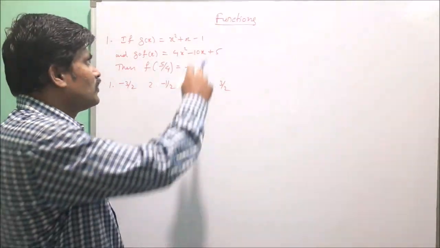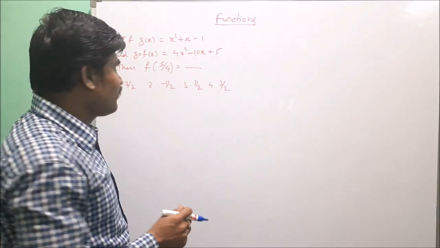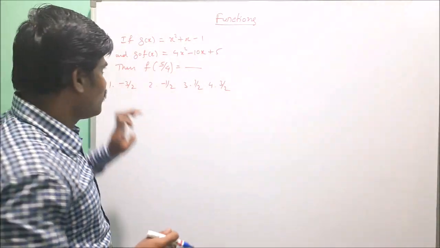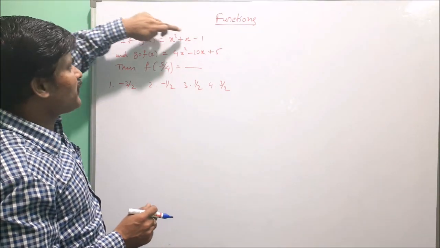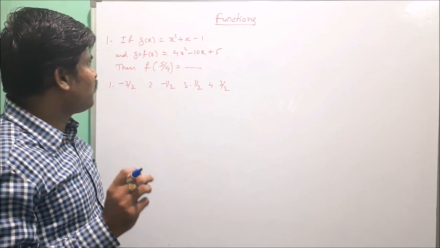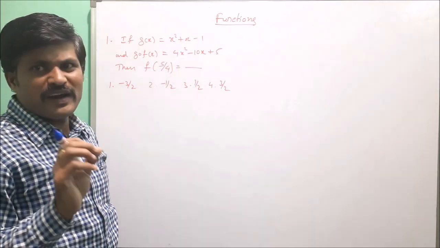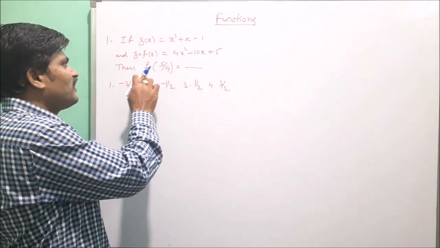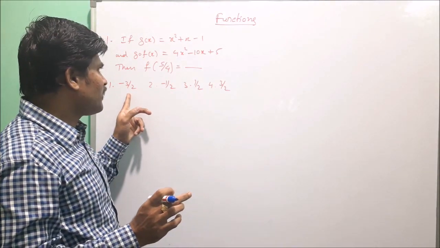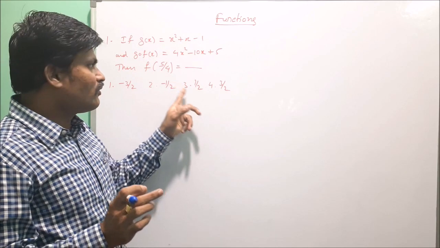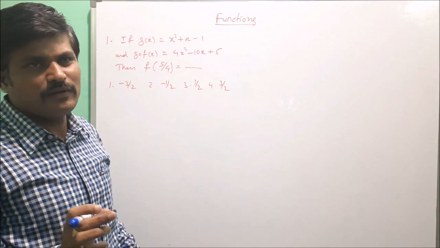Now the chapter functions, 4 questions are there. The first one is: if g of x equals x square plus x minus 1 and g circle f of x equals 4x square minus 10x plus 5, then find the value of f of 5 by 4. The options are: first, minus 3 by 2; second, minus 1 by 2; third, 1 by 2; fourth, plus 3 by 2.